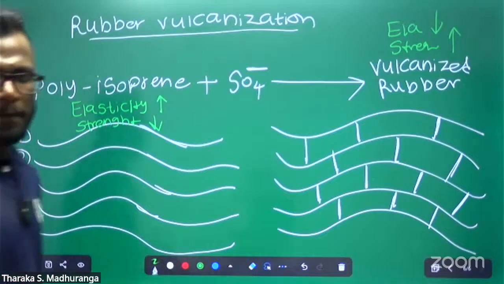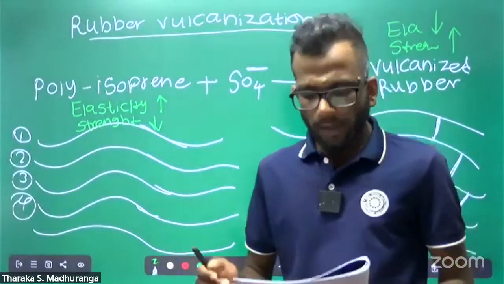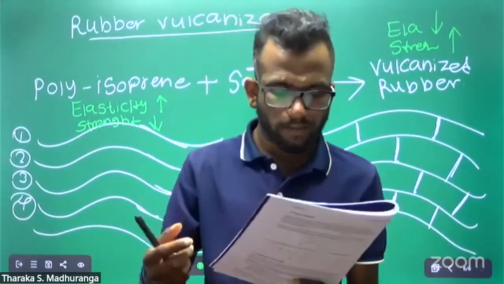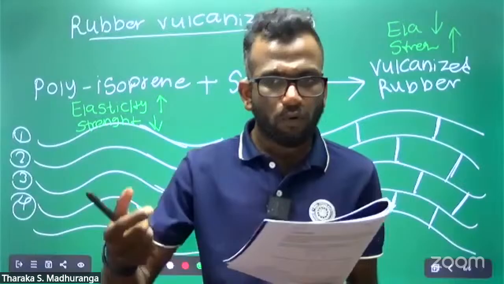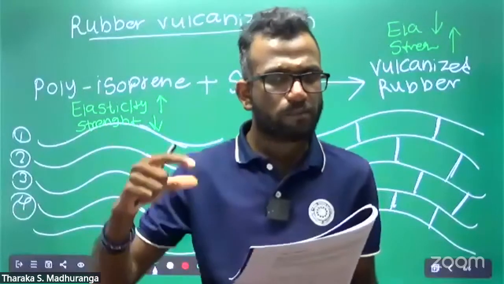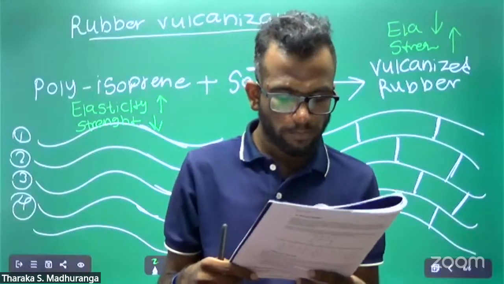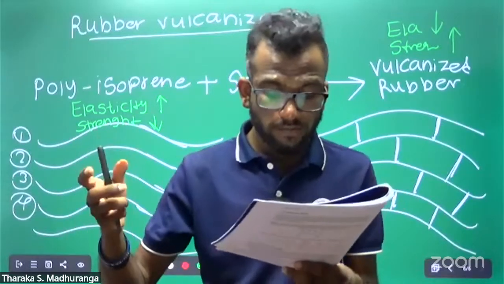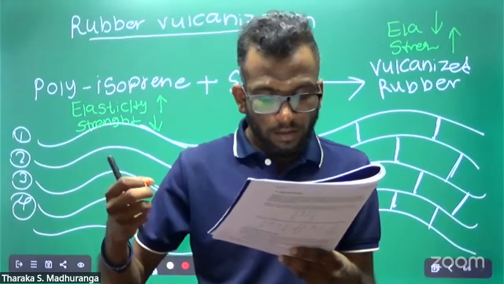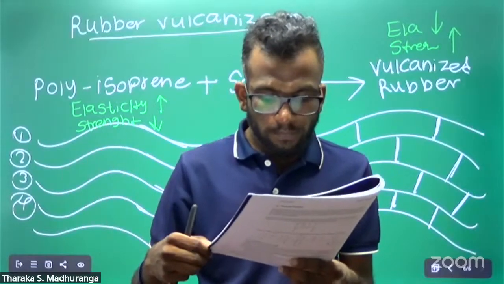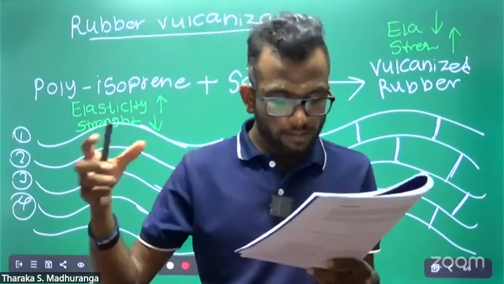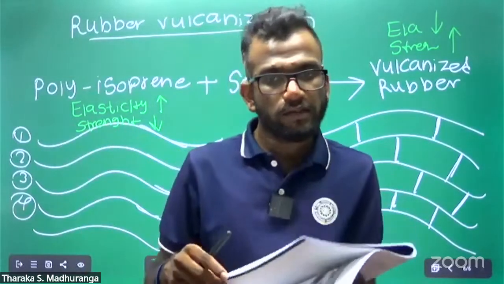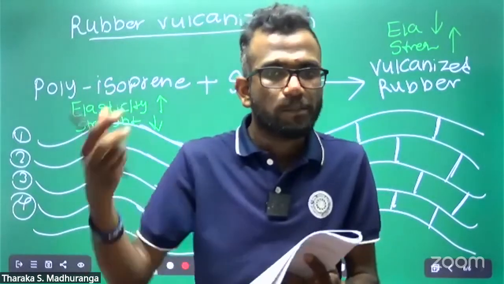Okay, now I have given on the same page how the characteristics are changing. Crosslinks are formed by the sulfur between polyisoprene layers. Then plasticity is reduced and elasticity is enhanced, strength is increasing, thermal stability is improving, everything is improving. The characteristics are improving with this vulcanization process.